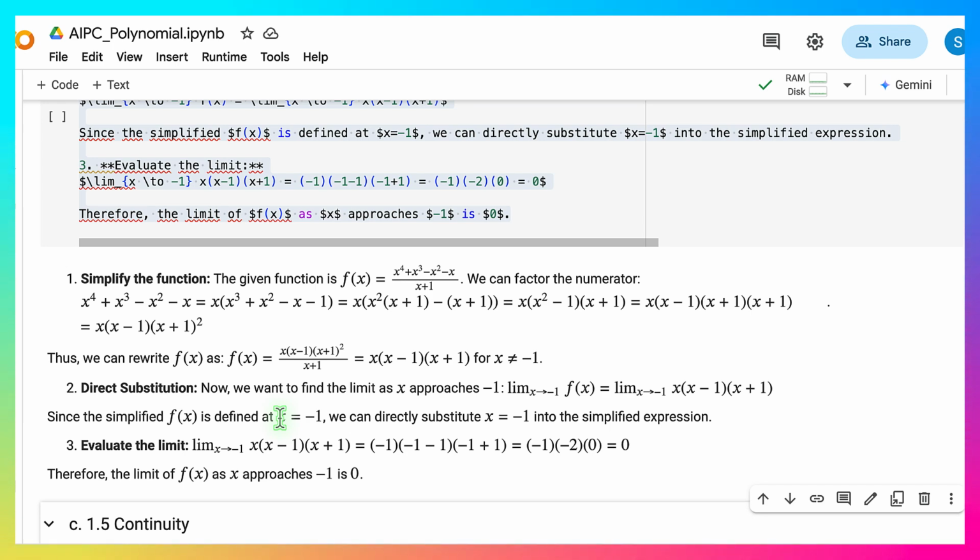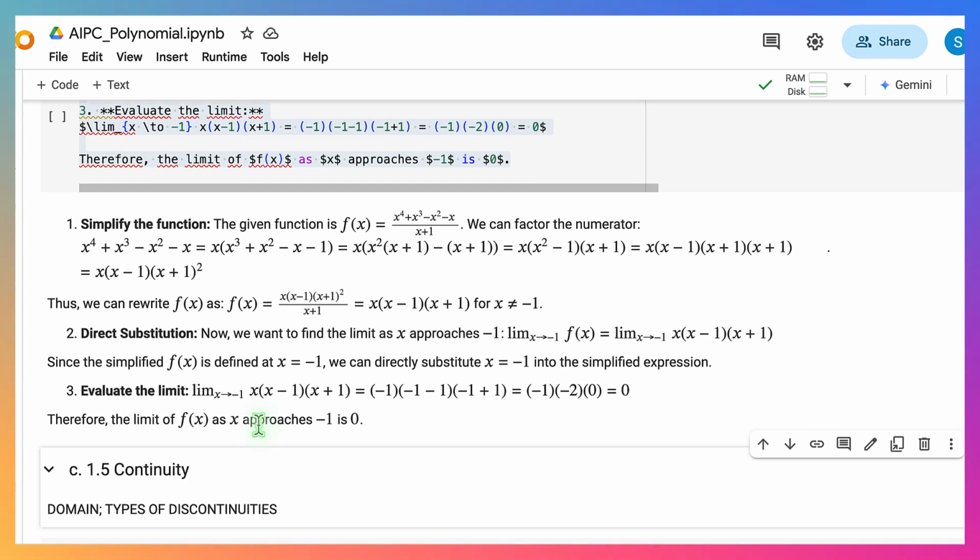So if we take a look at what we have right here, it factors the numerator for us again, and then we write f of x in this way. We use DSP right after we do the cancellation. So that's what we got: DSP, evaluate the limit, and we get an answer of 0, just like we did in paper and pencil, stylus, and tablet.